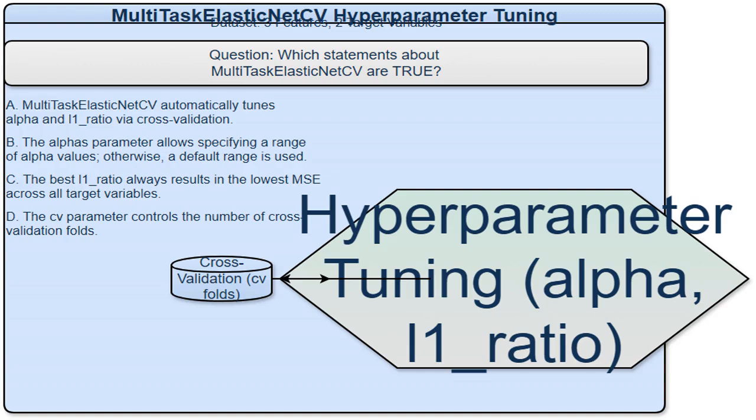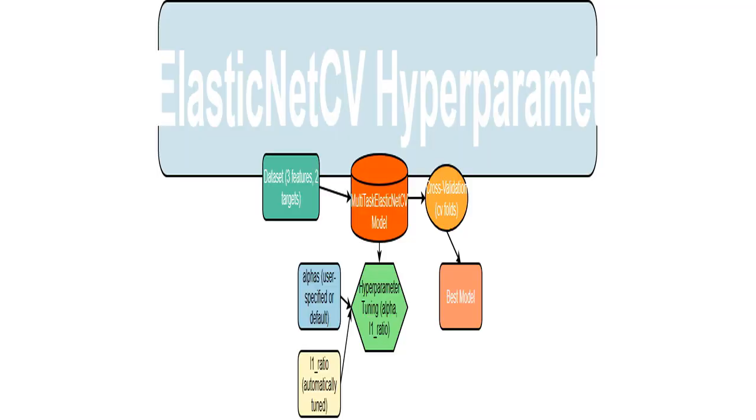The ALPHA and L1 ratio parameters control the strength of regularization in the model. ALPHA controls the overall strength, while L1 ratio controls the balance between the 2 types of regularization, L1 and L2. The goal of hyperparameter tuning is to find the best combination of ALPHA and L1 ratio that minimizes errors. I'm tuning the hyperparameters, alpha and L1 ratio, using the MultiTaskElasticNetCV model. This means I'm automatically searching for the best combination of these parameters to minimize prediction error. Think of it like this: I'm trying different settings on a machine to get the best possible output.